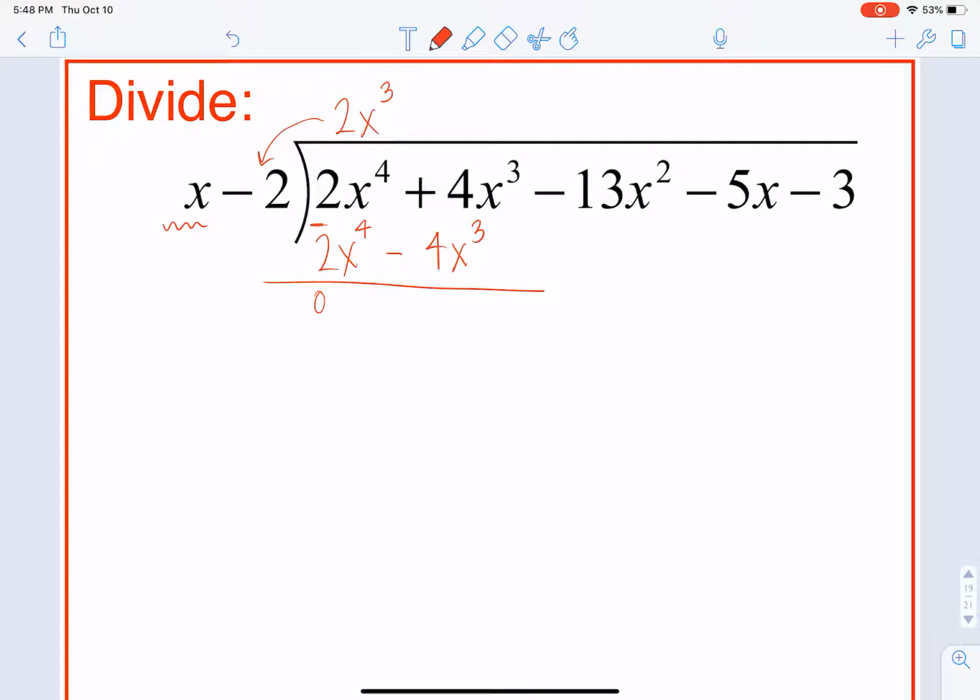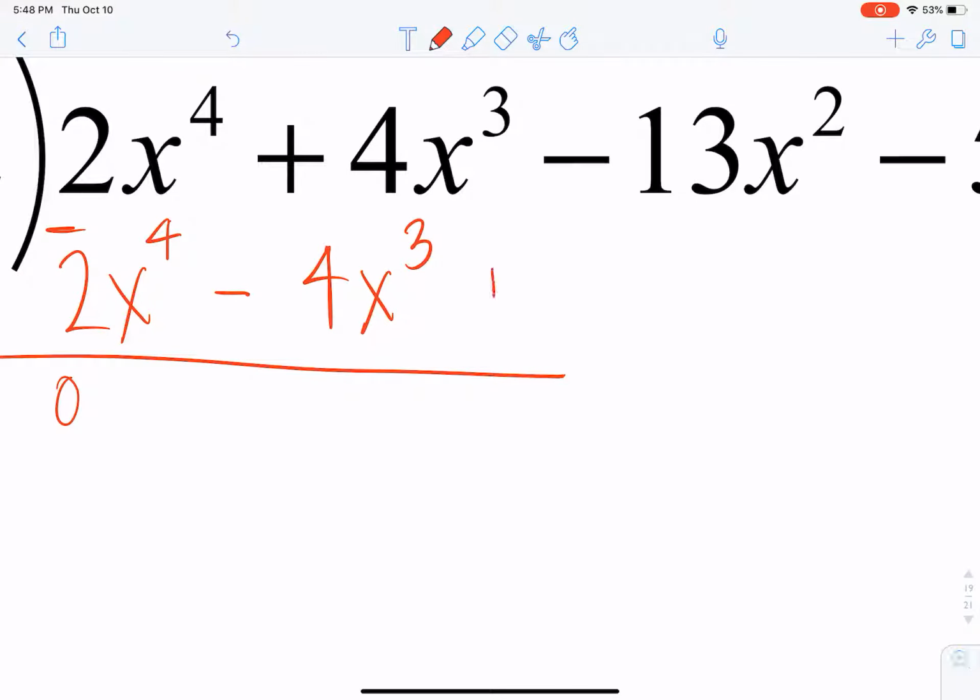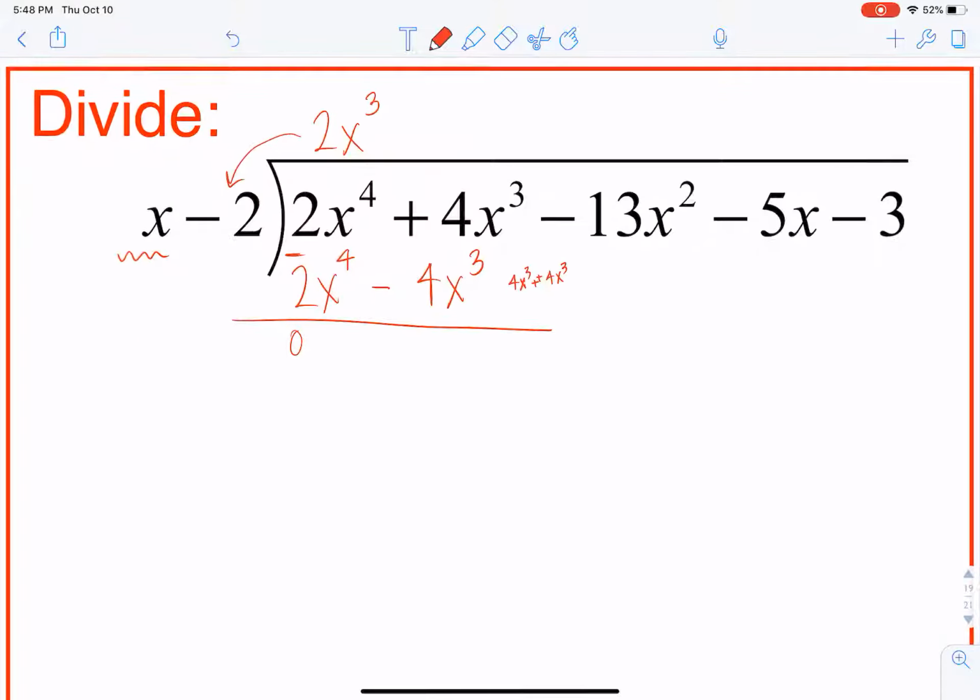So off to the side over here, we'll zoom in. I have 4x cubed minus negative 4x cubed. So that's going to give me a plus plus over here. So I have 8x cubed, and we'll get rid of this. So then I can bring down my minus 13x squared.